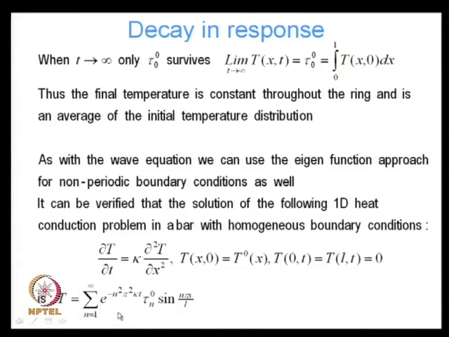So, if I solve that using the method of eigenfunctions, I am going to get a solution like this. Again, you can see that even for the case of non-periodic boundary conditions, the time dependent part decays exponentially, while the spatial part has a harmonic nature. The fact that the time dependent part is decaying exponentially has got nothing to do with the boundary conditions.